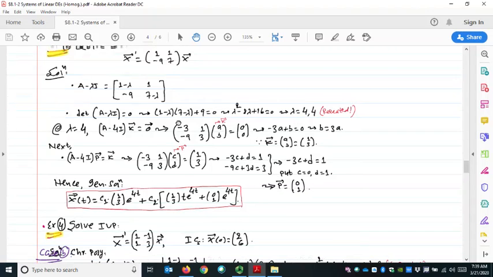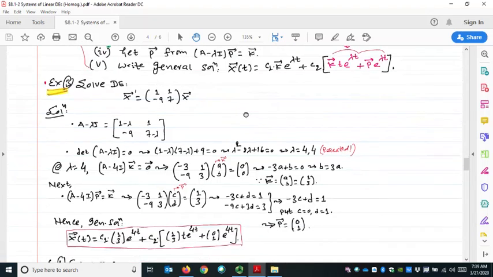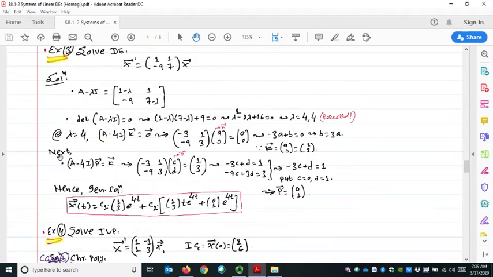Next, let's do one more extra step than the previous case. Now we need to find the vector p, solving this vector equation A minus lambda I times vector p equals vector k. Let me scroll down. Great. So next, A minus 4I times p vector. P is the vector we need to find out. So we assume it has components c, d. K vector we found to be 1, 3.